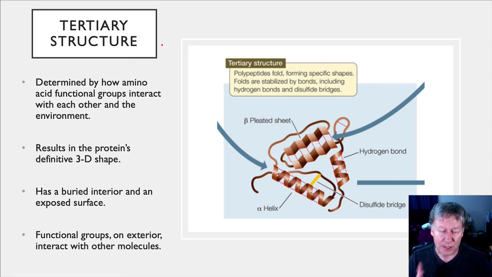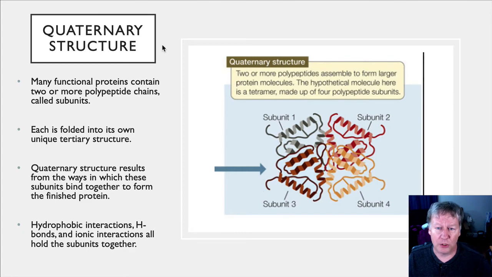So that's primary, secondary, and tertiary structure. We have one more, quaternary structure. Many proteins are made of multiple polypeptide chains. After primary, secondary, and tertiary structures are finished, multiple polypeptide chains will come and join together to form our quaternary structure, the final protein.